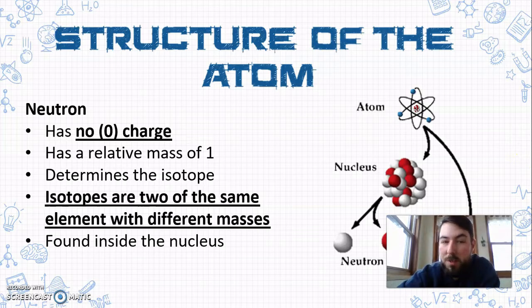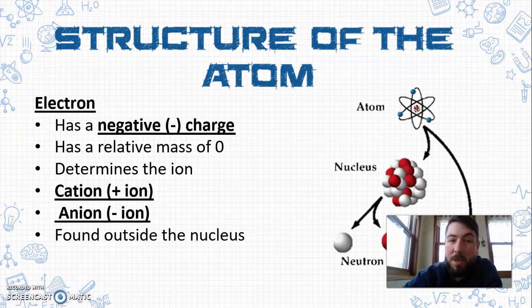A neutron has no charge, it's neutral. So N for neutral, N for neutron. It also has a mass of 1. Those two combined make up the mass of the element. The neutrons also determine the isotope. Isotopes are two of the same element with different masses. So if I had an element with 6 neutrons and an element with 7 neutrons, they would technically be different, but they would be part of the same element. We're not going to talk about that too much, so don't worry about that. And it is also found inside the nucleus.